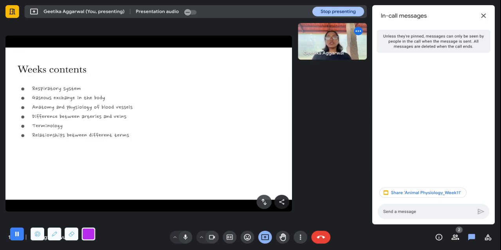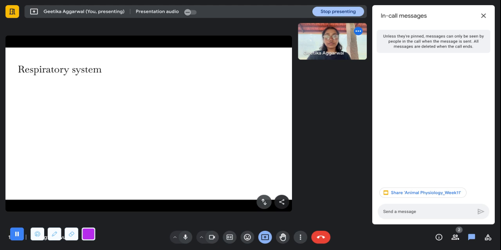During this week, the major topics that were discussed included the respiratory system, how the gaseous exchange happens in the body between blood and the lungs and between blood and the organs. The anatomy and physiology of the blood vessels was discussed in great detail, and the differences between arteries and veins were noted down. And then we were introduced to some terminology and the relationships between these different terms.